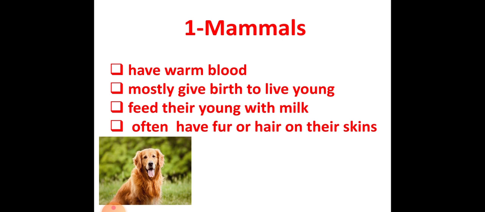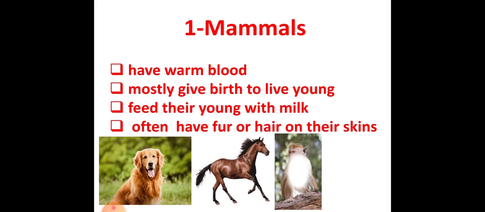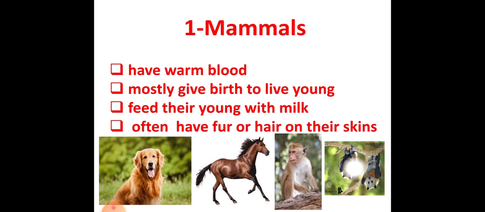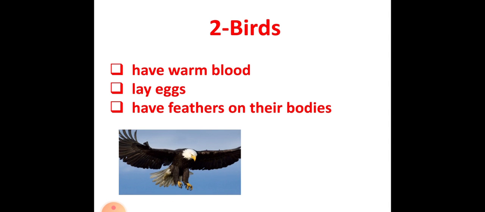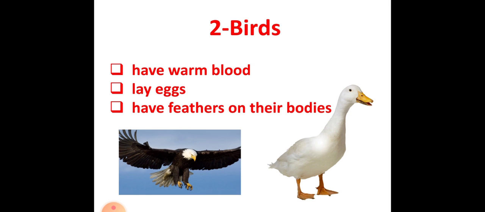Yes, so the mammals are dog, horse, monkeys, and also bat. So those animals feed their young with milk. Number 2 is birds. So here are some characteristics of birds: have warm blood, lay eggs, have feathers on their bodies. Okay, so here eagles, duck.